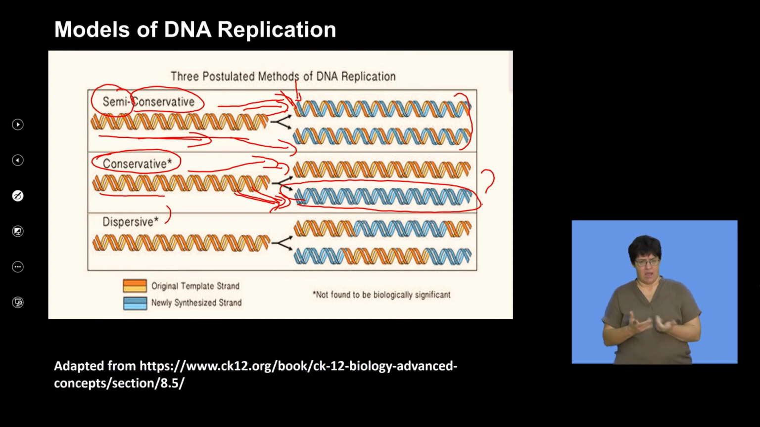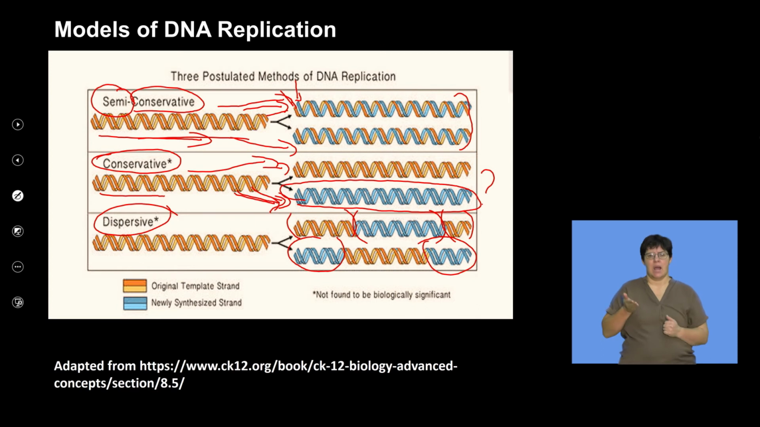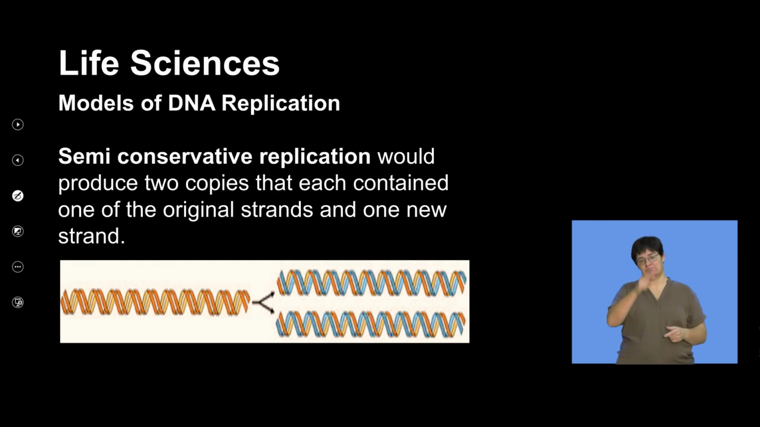A third model was also proposed, which was called the dispersive model. This model talks about the new strands of DNA having segments of old and segments of new dispersed within them. This model is also found to be erroneous, meaning prone to mistakes, and hence these two are the models that are not accepted, whereas the semi-conservative model is the one that is recognized as the most consistent in explaining the accuracy of the process of DNA replication.